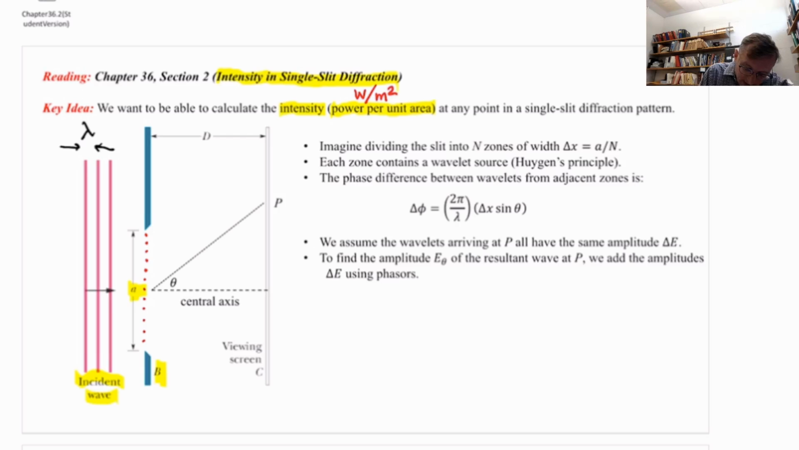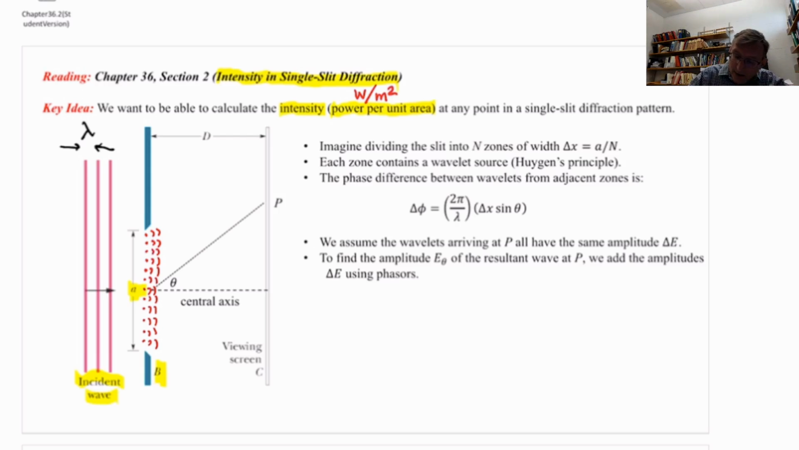And each of those zones acts like a source of a wavelet that's then going outward, a spherical wavelet. So it's curved wavefronts going outward into the region to the right of screen B. And that's the representation of the flaring, the bending of the wavefront as it goes through the obstacle. They're spherical now because we're bending the wavefront. And we've got a bunch of them, capital N of them.